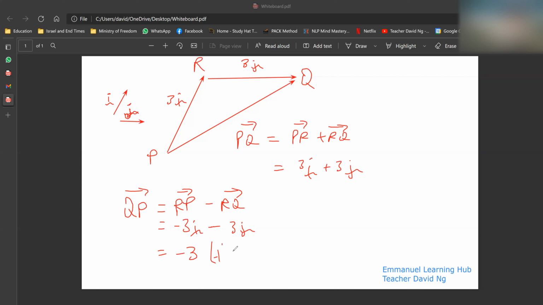You take out your negative 3, right? So it's -3(i + j). That's your QP. You also can take out your 3, 3(i + j), with the signs reversed. Because they're supposed to be in reverse direction, no? Reverse direction means negative. So one is positive 3, the other negative 3. Both are still i plus j. PQ and QP are reverse direction. Any question? No.